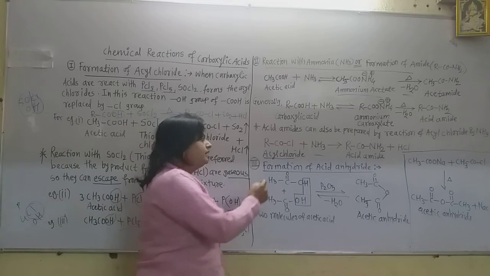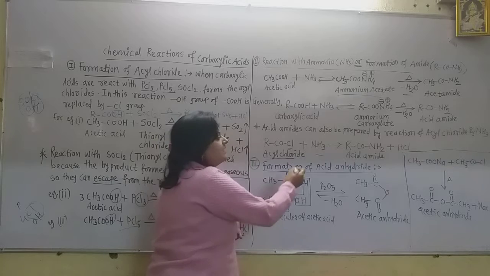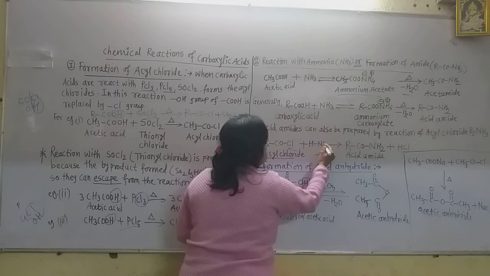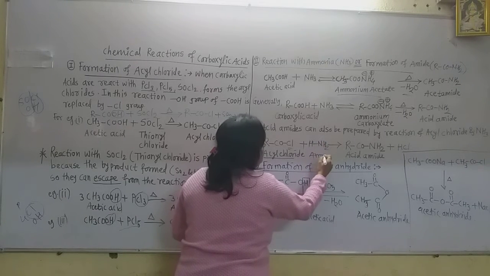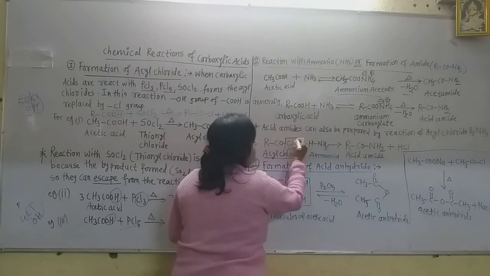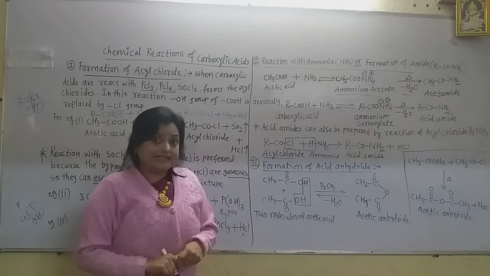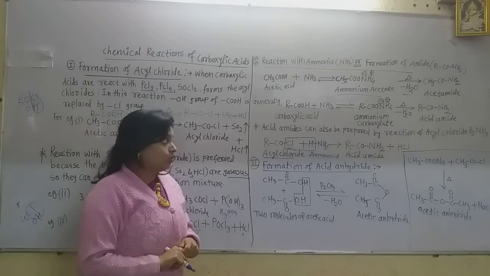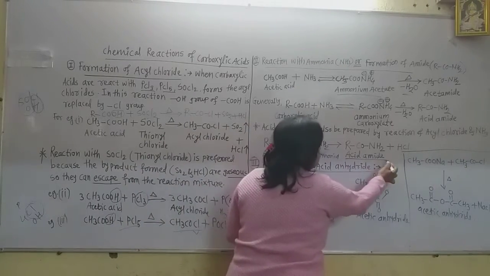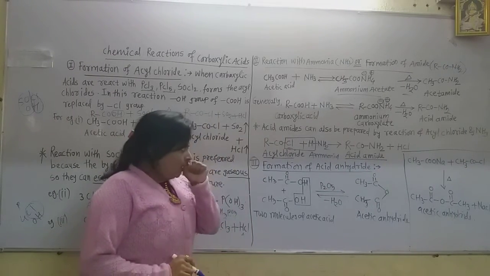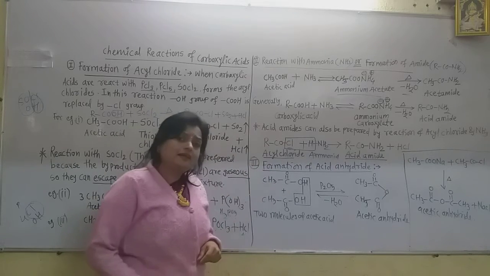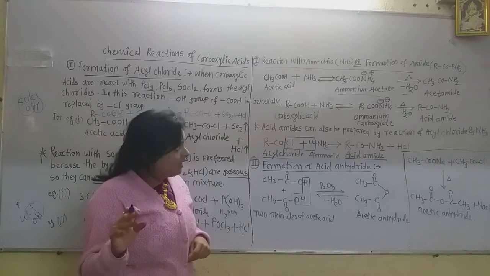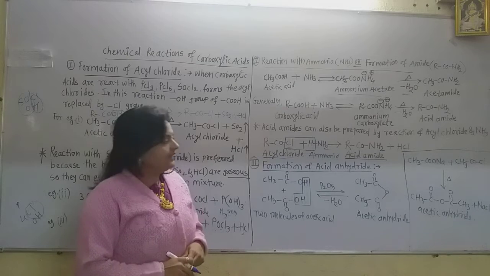How are they formed? Only the chloride atom is replaced by the NH2 group. Now this is NH2, that is, simply this is ammonia. And what is formed? Only HCl is replaced, and the NH2 group is directly attached to the CO of the acyl chloride, and there is formation of acid amide. If CH3COCl, that means acetyl chloride, is used, we obtain acetamide and HCl gas is given off.